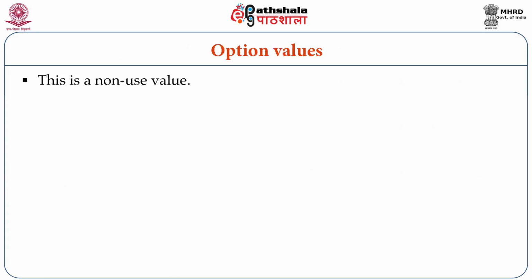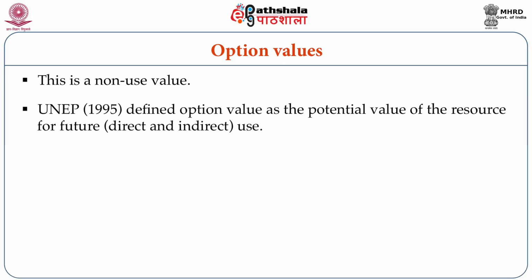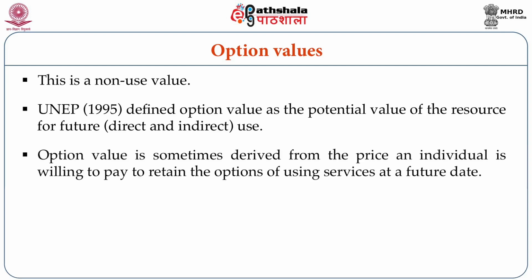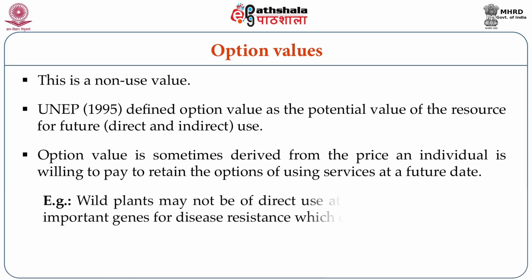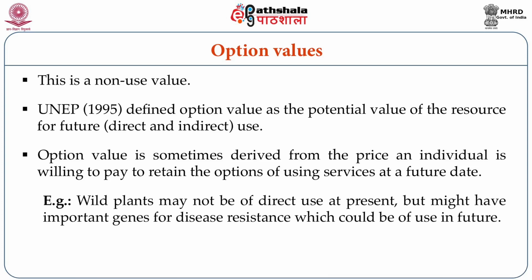Now, the final category of values that we would be talking about is the option values. This is a non-use value again. UNEP in 1995 defined option value as the potential value of the resource for future direct or indirect use. Option value is sometimes derived from the price an individual is willing to pay to retain the option of using services at a future date. For example, wild plants may not be of direct use at present, but might be of great importance because of their genes, which could basically develop disease resistance or a medicine that can be made out of it.